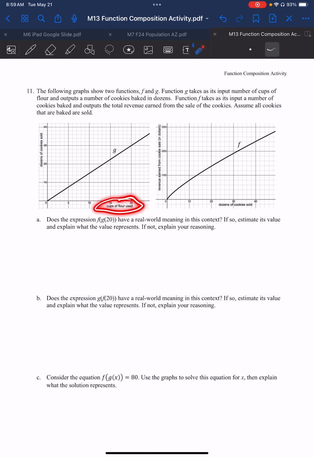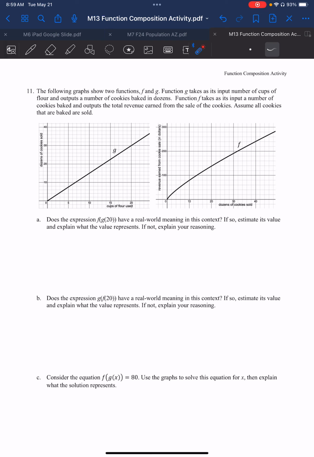We're starting with cups of flour. We find out how many dozen cookies we can make. We take that dozen cookies and we turn it into revenue. Okay, so let's start answering the questions. Does f at g at 20 have a real world meaning? And if so, estimate its value and explain what that value represents. If not, explain your reasoning.